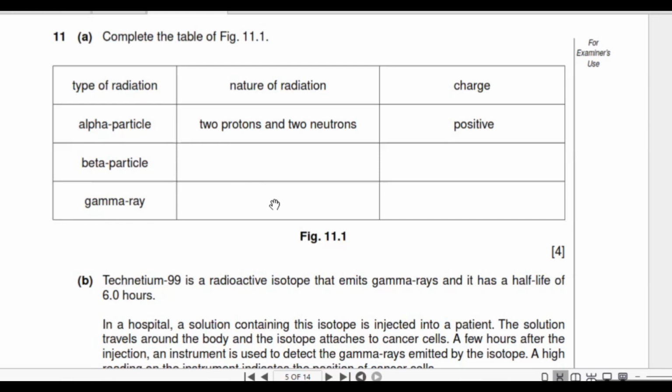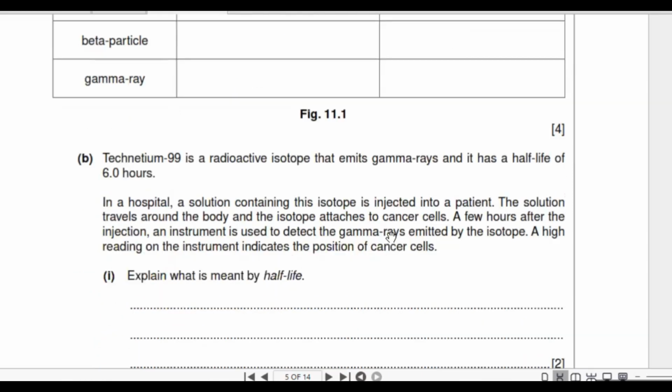Gamma ray, nature. It has no proton, no neutron. You will write electromagnetic radiations. Electromagnetic energy. Electromagnetic radiations. And charge? No charge. None. Good boy, you did it.